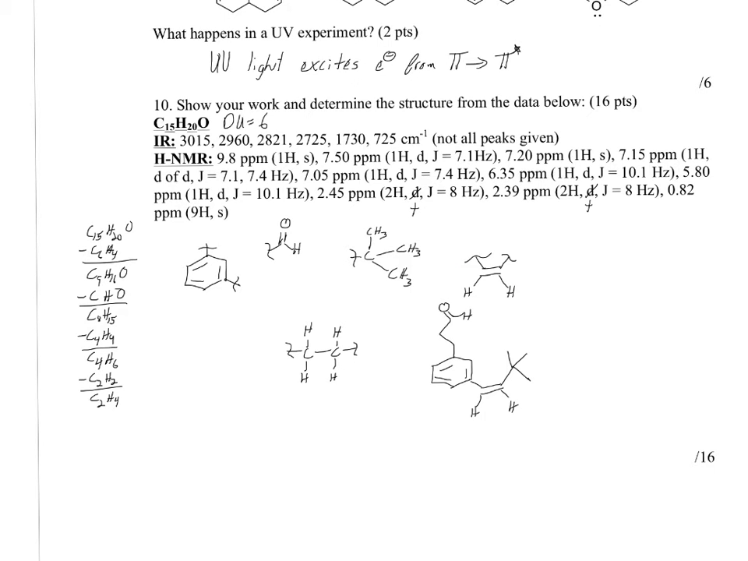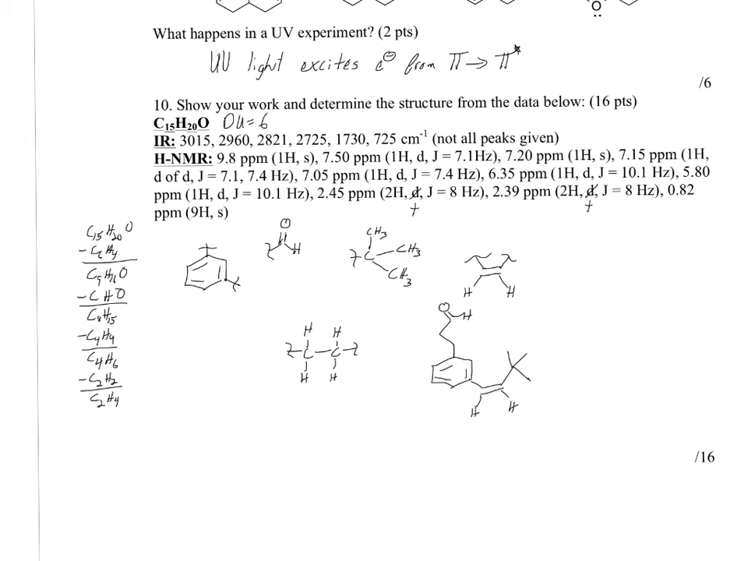The next thing I have, let's say I go back to 0.82, 9 H's. It's all a singlet. That makes me think of this tert-butyl piece. So I'm going to subtract that C4H9, right? 9 H's, all the same, a singlet. Really shielded. So that makes me think of a carbon with 3 methyls that are all the same on it.